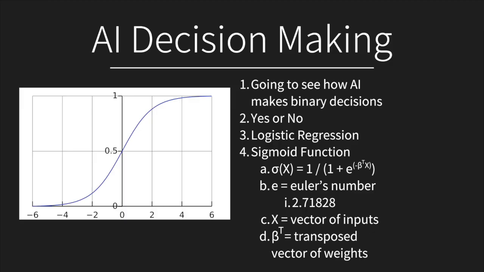Here's the sigmoid function. The e is Euler's number, which is a constant like pi, and the X refers to the matrix of all the inputs you're passing in, and the B is the beta. Those are the weights. So let's see how we get those weights.